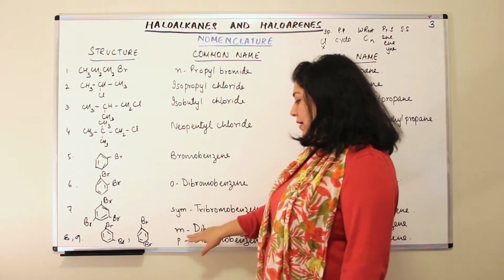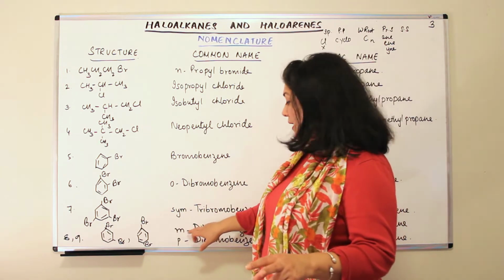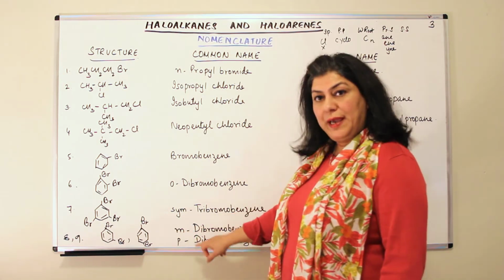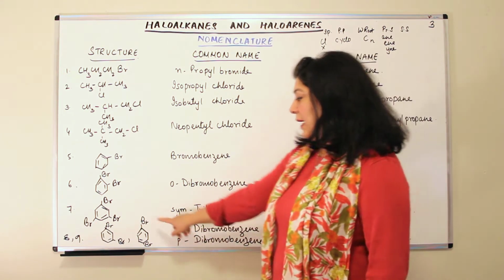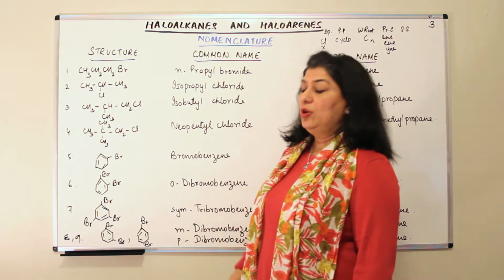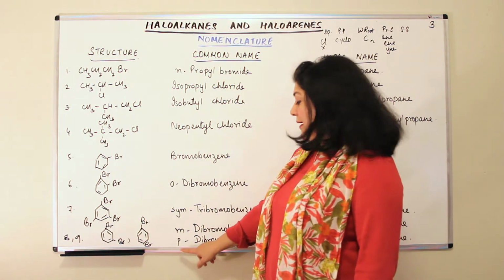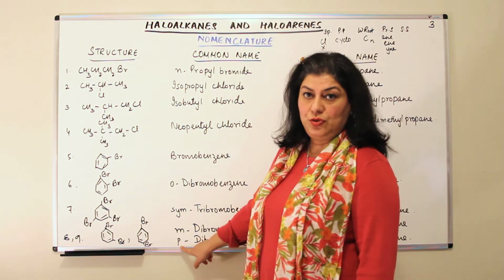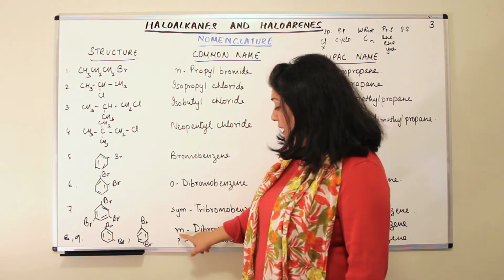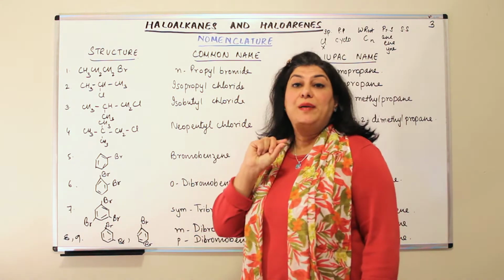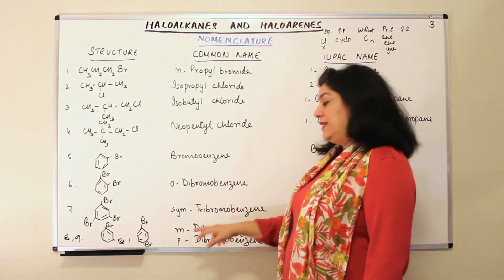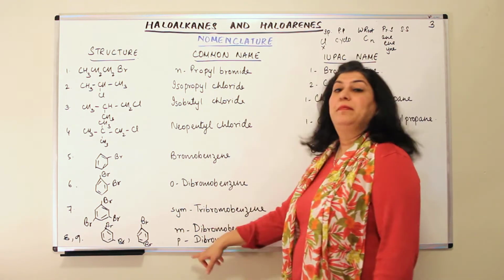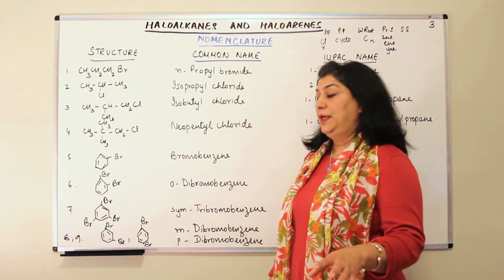For the 1,3 position, it will be meta, so you write the prefix m, dibromobenzene, and when you have the 1,4 position in common nomenclature, you will call it para, and the alphabet p is used, small alphabet. Remember, p, m, and o are small alphabets, not capital alphabets. With a hyphen: meta dibromobenzene, and para dibromobenzene, these are the common names.